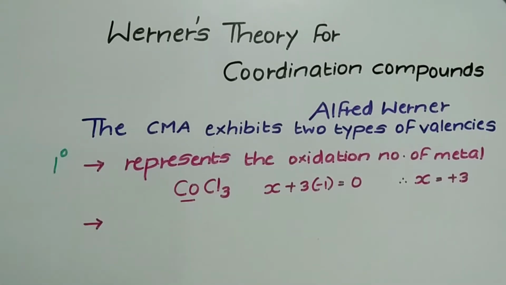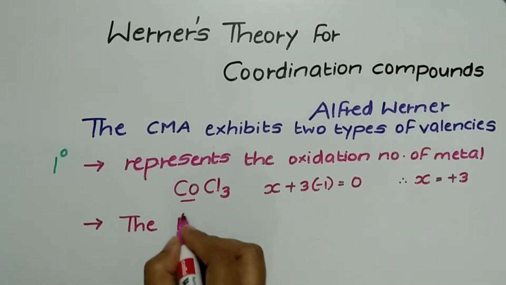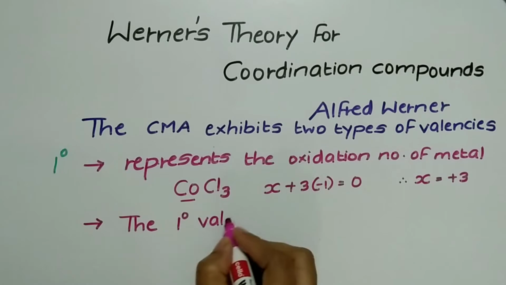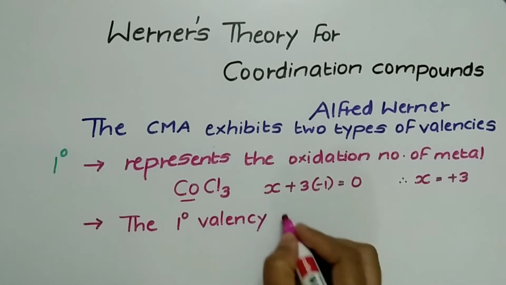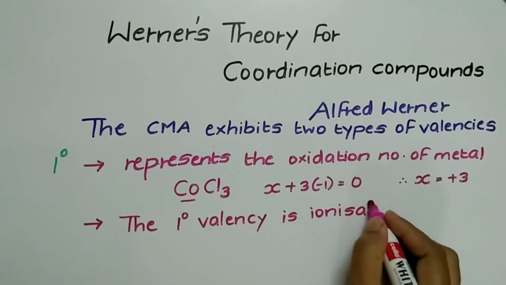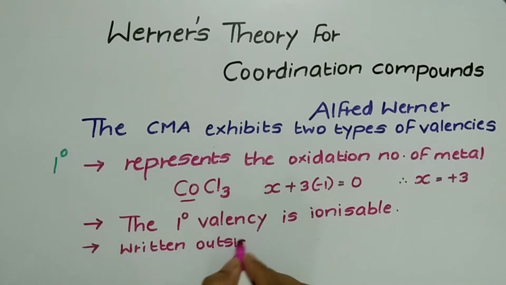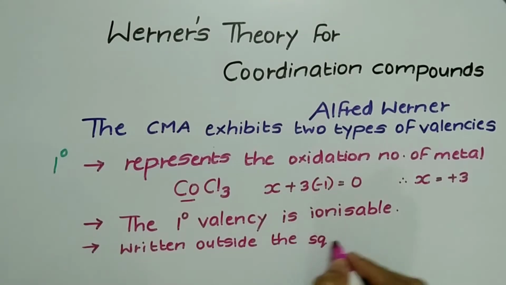The next point is that the primary valency is ionizable. The primary valency, I am writing 1 degree, that is primary. It is ionizable. Why is it ionizable? Because it is always written outside the square bracket.